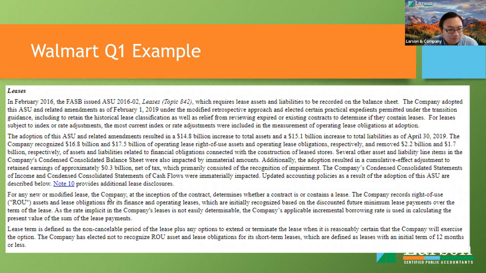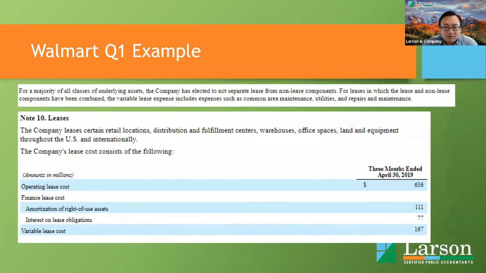They also talk about right-of-use assets recorded based on discounted future minimum lease payments over the term of the lease. And then they mentioned that they didn't use the implicit rate, so they used the incremental borrowing rate for the present value. They also disclosed the practical expedient that they used for not applying ASC 842 on terms that are 12 months or less. So here's some of the quantitative disclosures, as well as the qualitative ones.